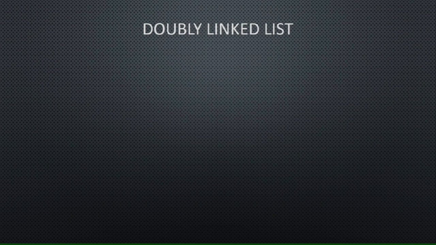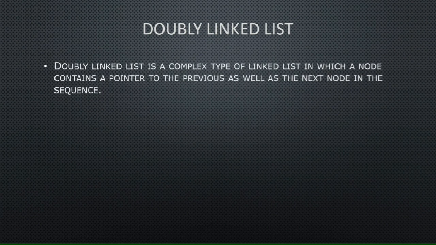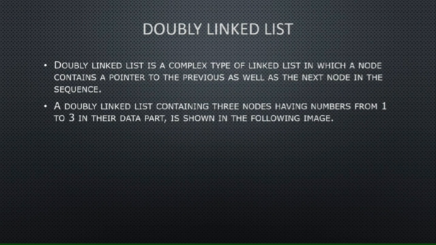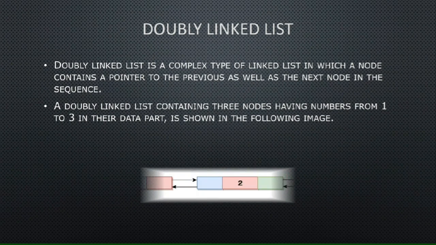Second is the doubly linked list. A doubly linked list is a complex type of linked list in which a node contains a pointer to the previous as well as the next node in the sequence. A doubly linked list containing three nodes having numbers from 1 to 3 in their data part is shown in the following image.